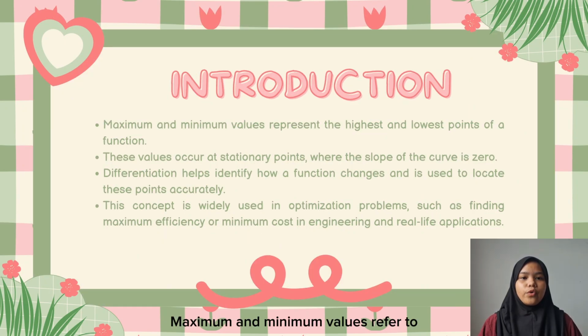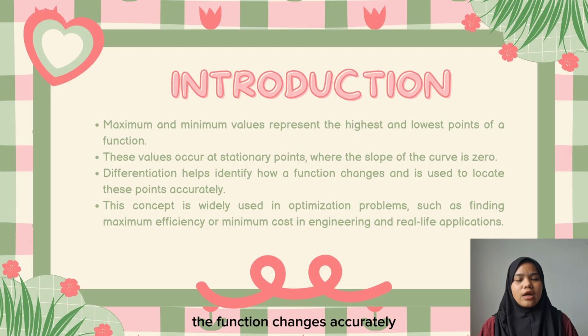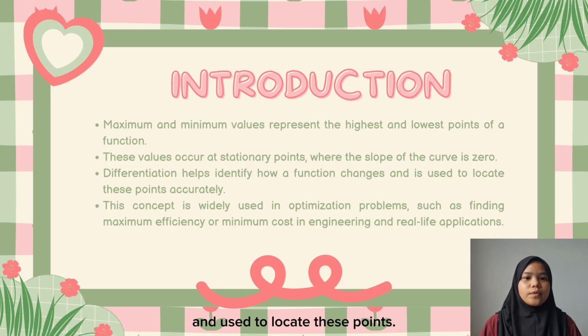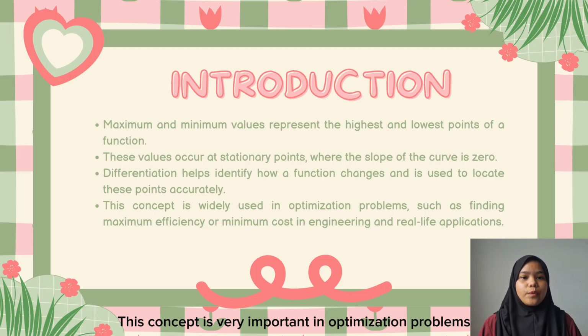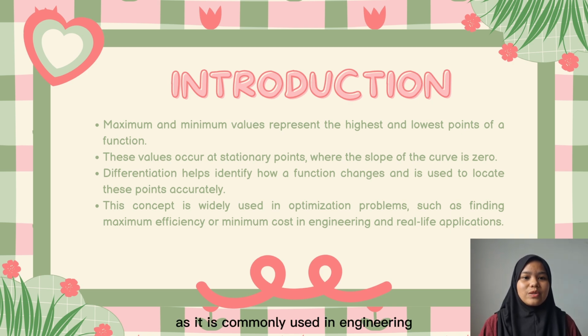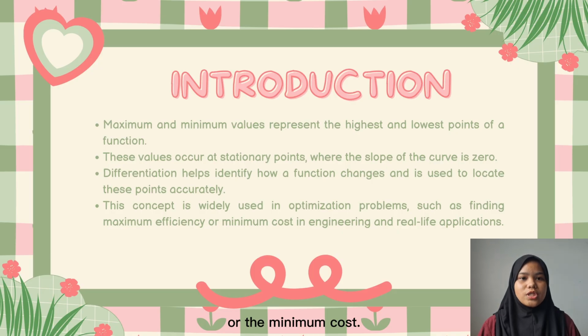Maximum and minimum value refer to the highest and lowest point of a function. This value occurs at a stationary point, where the slope of the curve is zero. By using differentiation, we can understand how the function changes accurately and use it to locate these points. This concept is very important in optimizing problems as it is commonly used in engineering and real-life situations. For example, we can use it to find the maximum efficiency or the minimum cost.